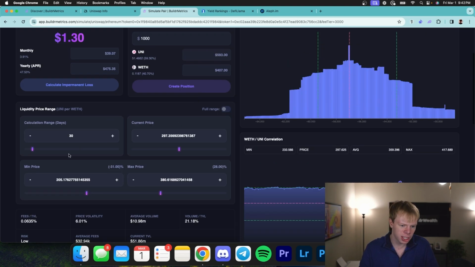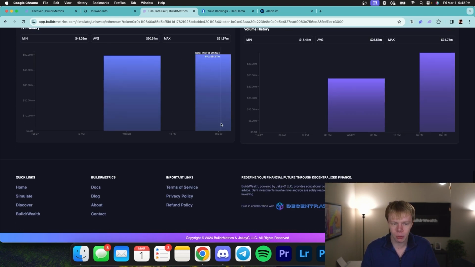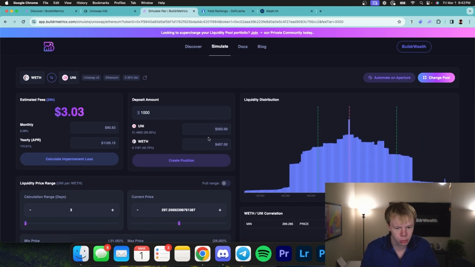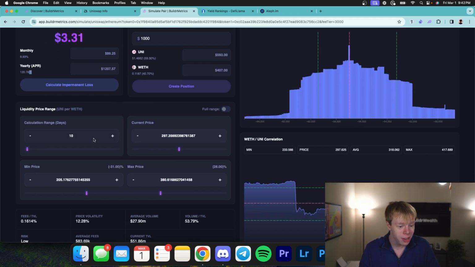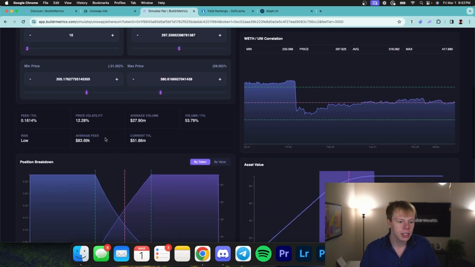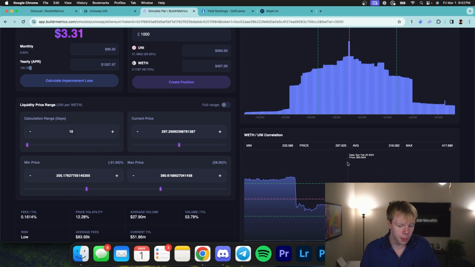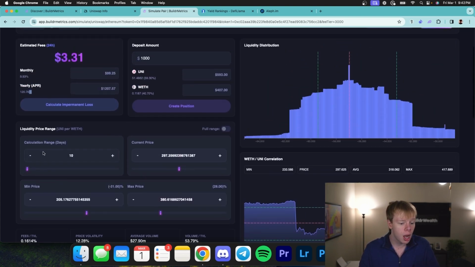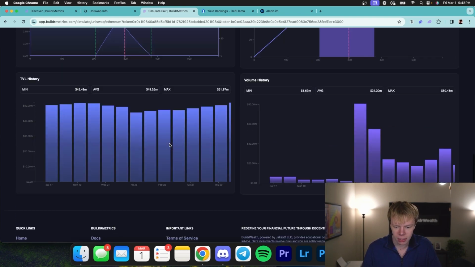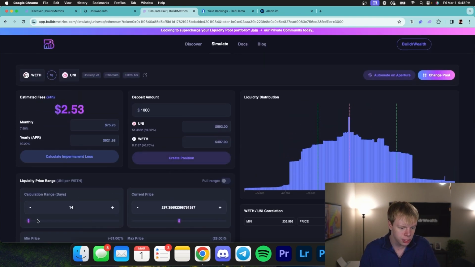So what I'm going to do is bring the calculation range down to like 3 days. I really just want to zone in and see what actual return I'm going to get. And it looks like about 110% APR, which is really good. If I bring it out to 10 days, you can see that's coming out to roughly 120% because it is encapsulating that really high day of $80 million in volume. And then if I bring it out to 14, it settles down to about 92%. And if I keep on bringing it out, it's going to settle back to that 45%.